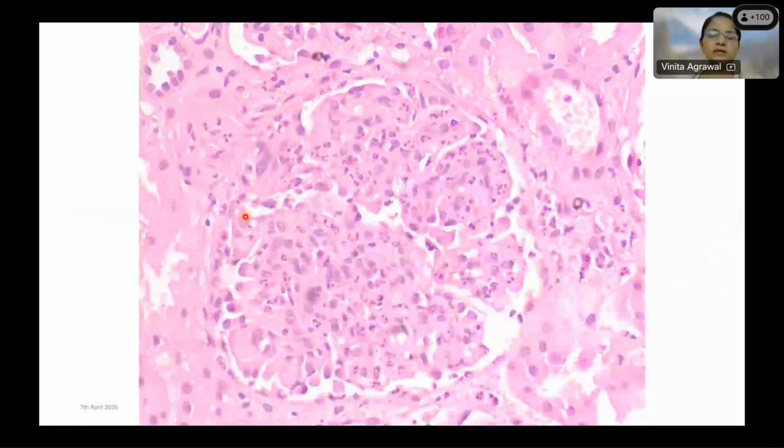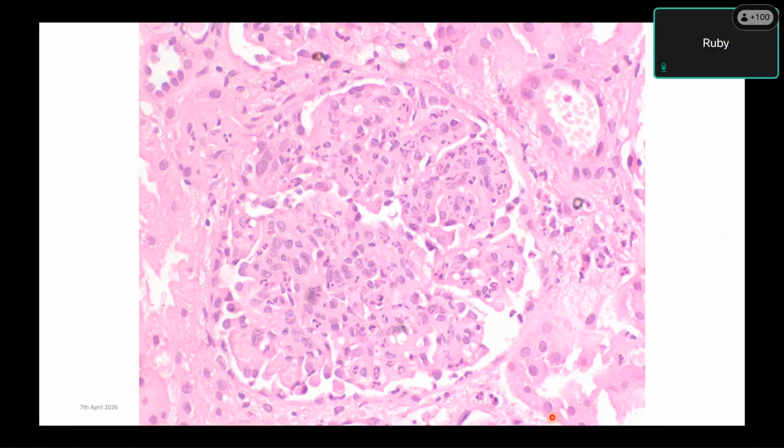So this is to show you in the high power. This is what stain? HE. I think you can better see whatever you have talked about, that you have these neutrophils. Endocapillary hypercellularity, because there is complete obliteration of the capillary loops. And of course, all the other findings are the same.